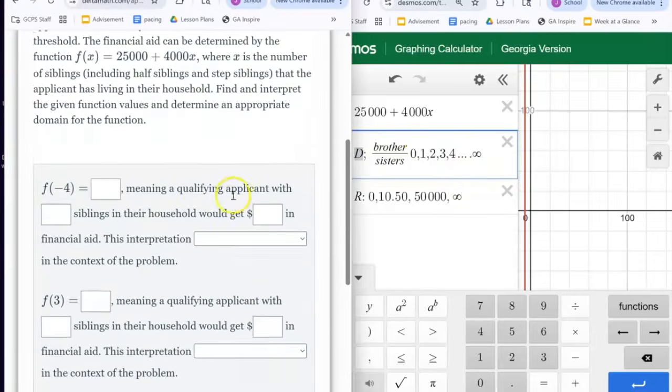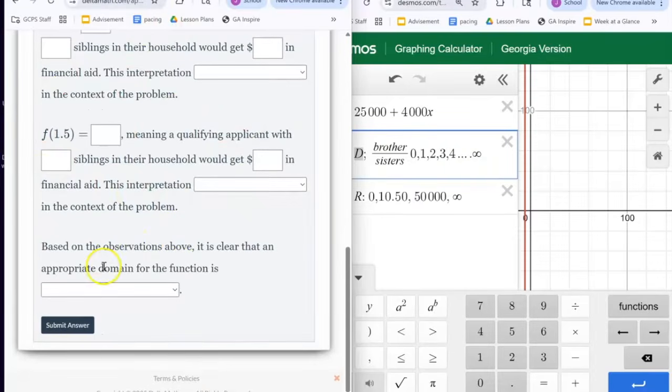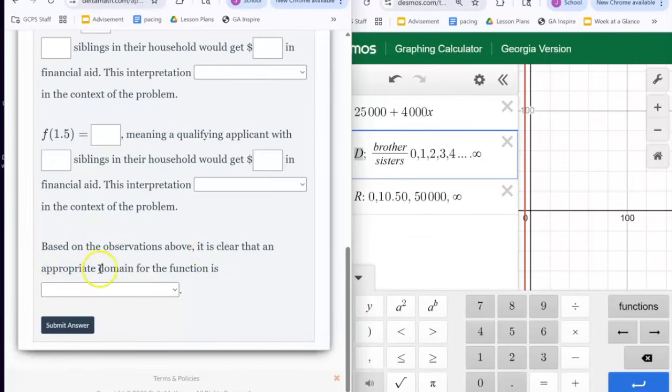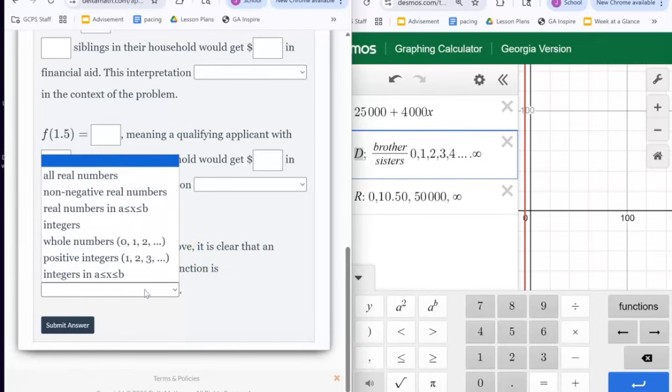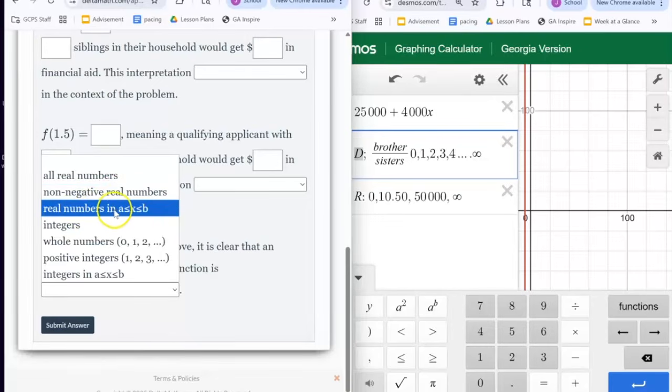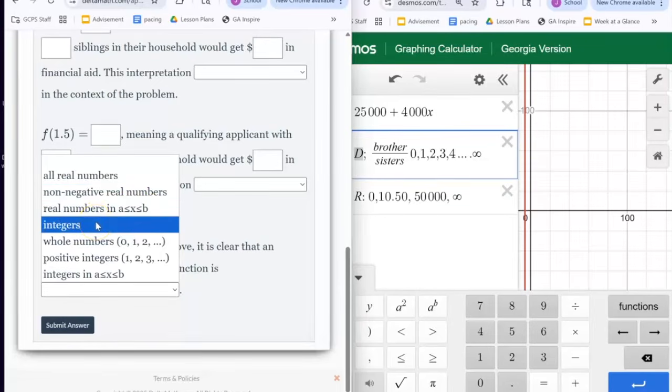All right, so now that I know my answer, even before I click all of this, I'm going to come here. This is only asking about domain. I did answer domain and range because your test might ask about range as well. All real numbers, no, because real numbers include decimals and negatives. Non-negative real numbers, no, because that includes decimals. Real numbers between 2 points, no. Even though I start at 0, again, I can't have decimals. Integers have negatives and positives, so that's a no.